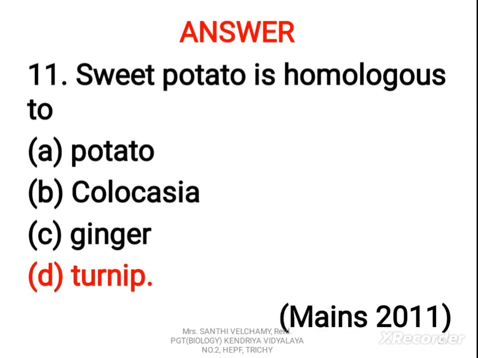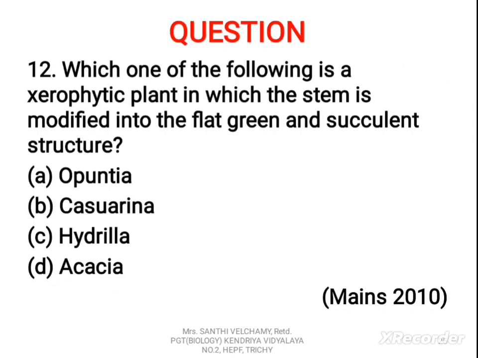storage. Now 12th question. Which one of the following is a xerophytic plant in which the stem is modified into a flat, green and succulent structure? A. Opuntia, B. Casuarina, C. Hydrilla, D. Acacia. The correct answer is A. Opuntia. So Opuntia is a xerophytic plant which lives in dry habitat. The plant has fleshy organs where water and mucilage are stored. The stem is modified into a flat green structure, so that is called phylloclade.